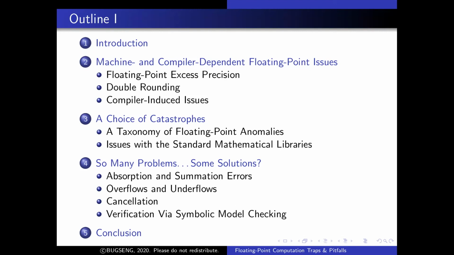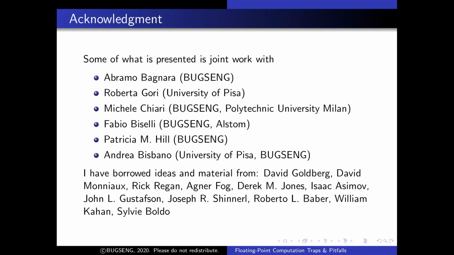So we'll go through absorption and summation errors, which we already mentioned in the first part. I will briefly recall this. Overflows and underflows, cancellation, and also a glimpse of what it looks like to do verification via symbolic model checking. And then I will draw some conclusions.